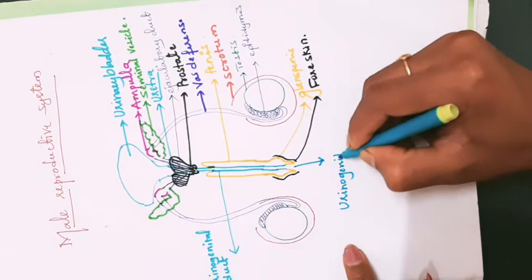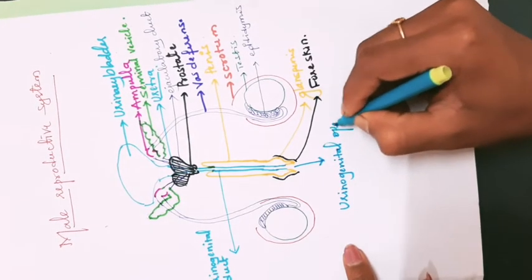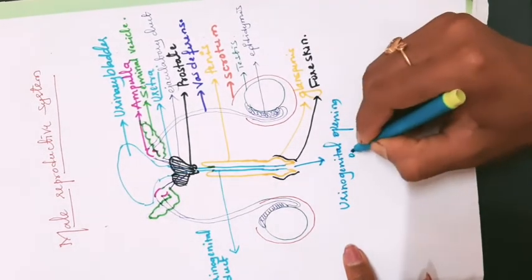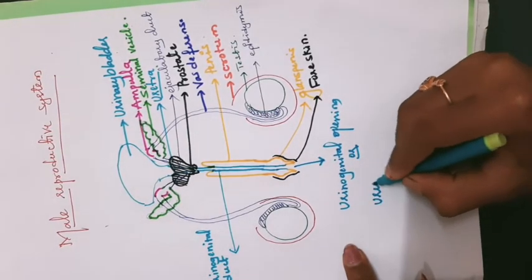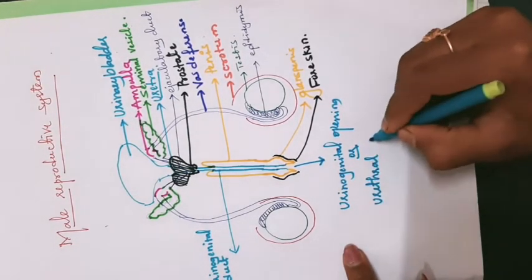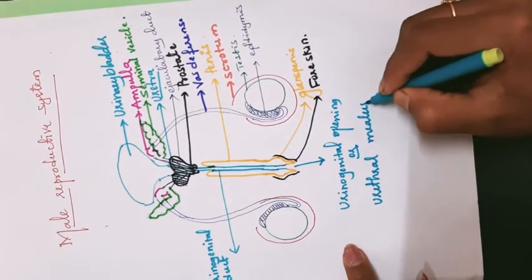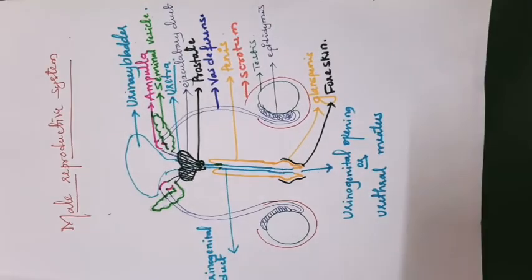Urinogenital opening or urethral meatus. Okay. The penis is also called an external genitalia.